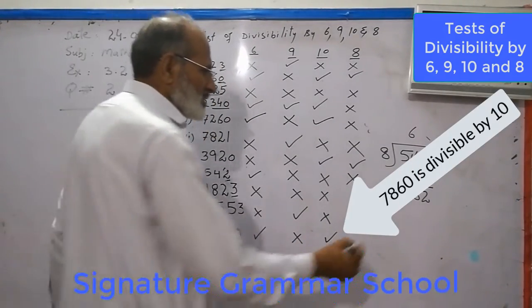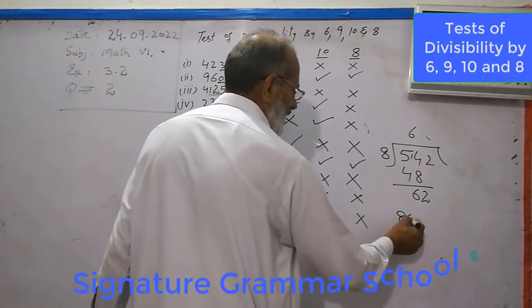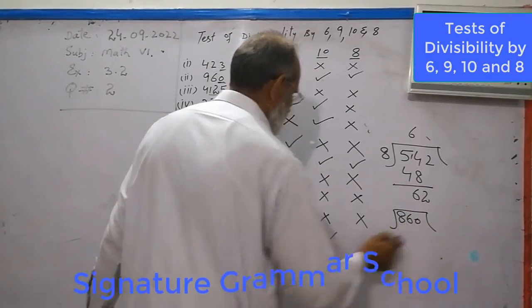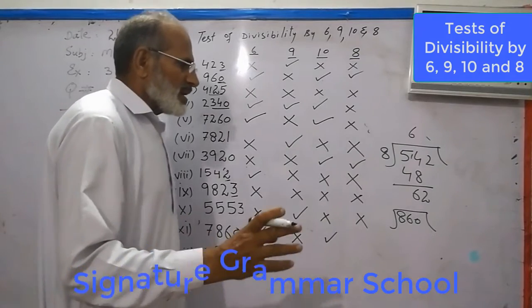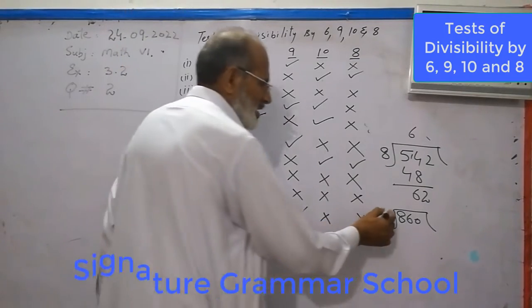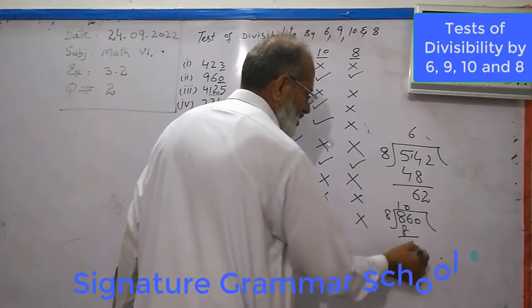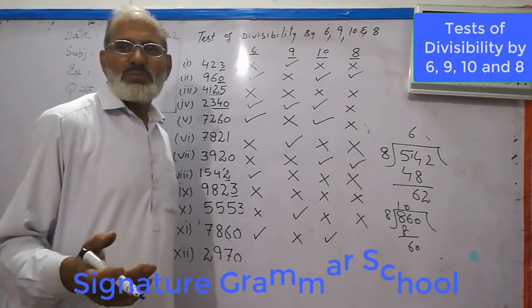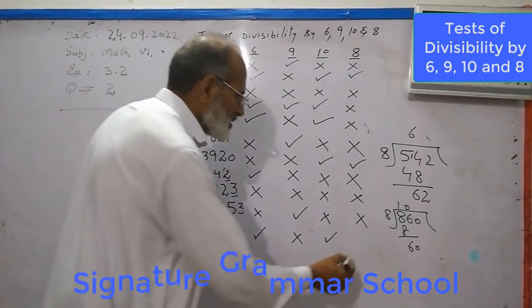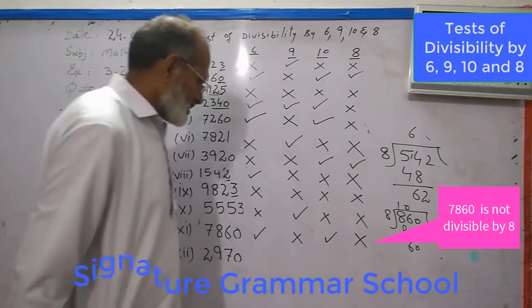And let's see whether this value is divisible by 8 or otherwise. Look here, we took these 3 digits. It became 860. 8 ones are 8, and here came 6, 0, 0, and 60 doesn't come in the table of 8. Therefore, this value is not divisible by 8.